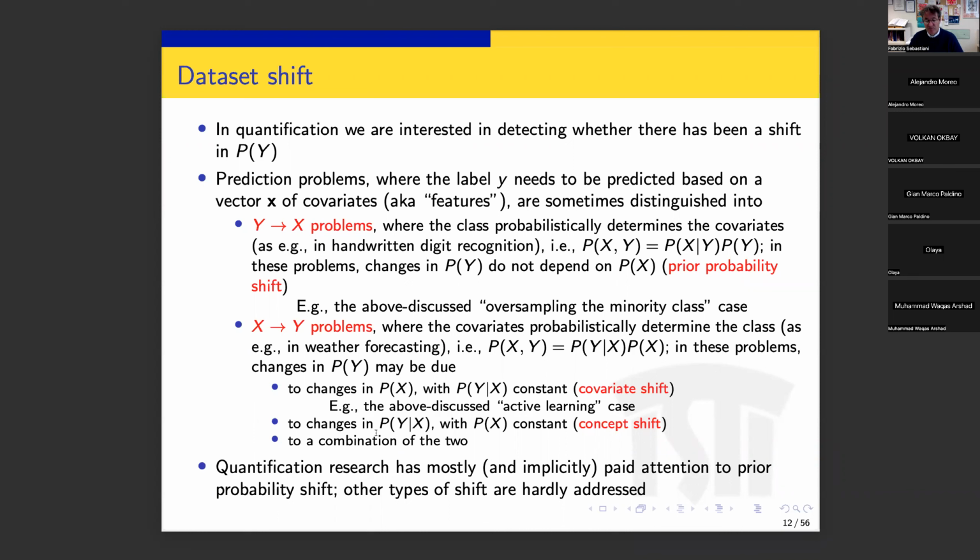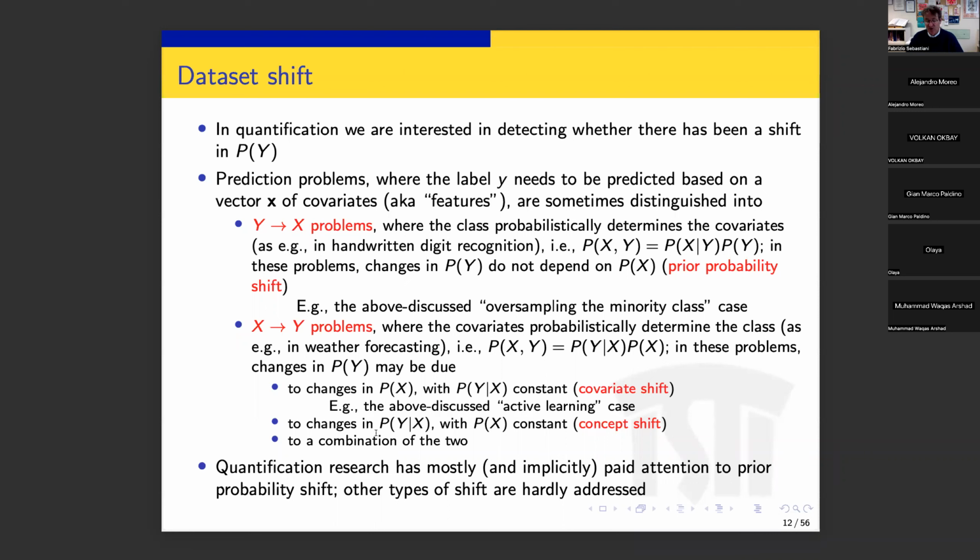In this case, we speak about covariate shift. And a different case is when we have changes in Pyx with Px remaining constant. This is a very difficult case. This is called concept shift. And why do I say that it's difficult? Because the Pyx changes, because the functional relationship that links the class label to the covariates has changed. So this raises problems of learnability. So indeed, concept shift is the most difficult type of shift.